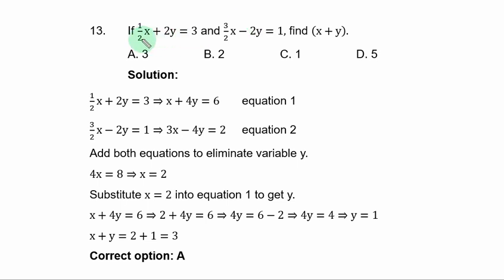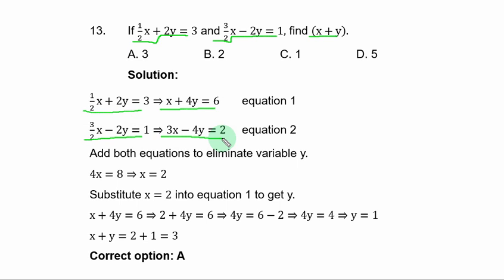Question 13. If 1/2 times s plus 2y is equal to 3 and 3/2 times s minus 2y is equal to 1, find s plus y. You have a system of simultaneous linear equations. Let us take the first one and clear the fraction using 2 to multiply through. You have this as equation 1. You take the second one, multiply through by 2 as well to clear the fraction. You have this as equation 2.